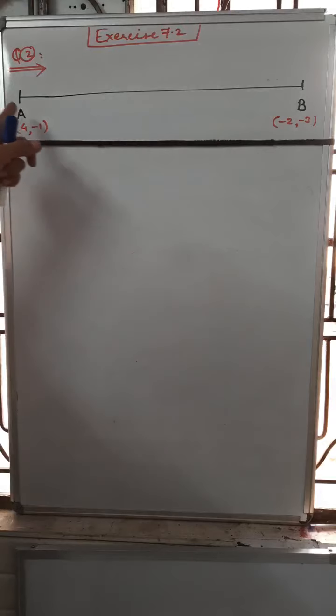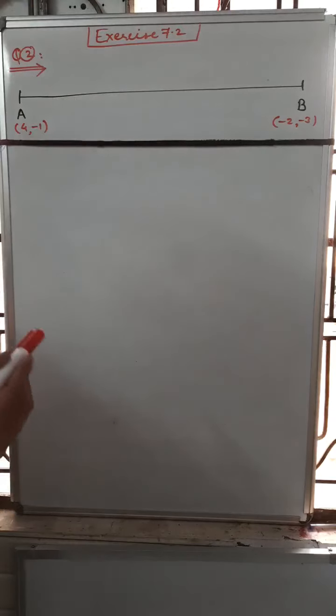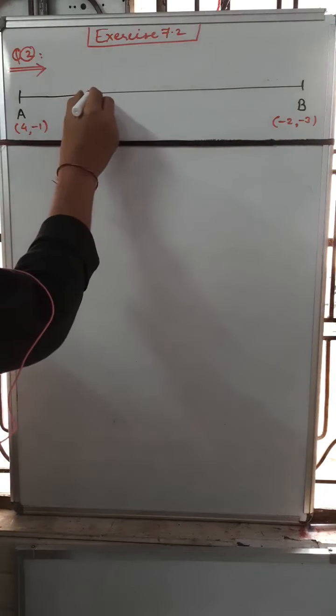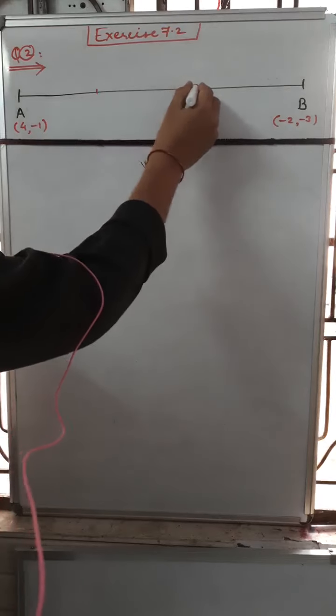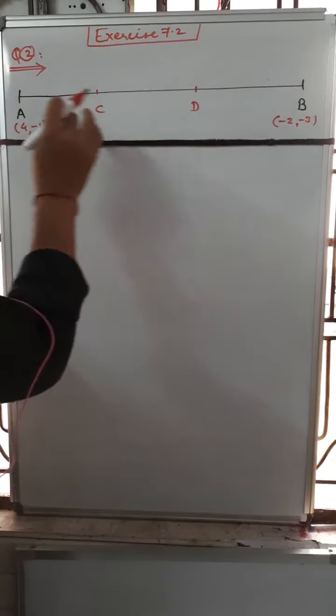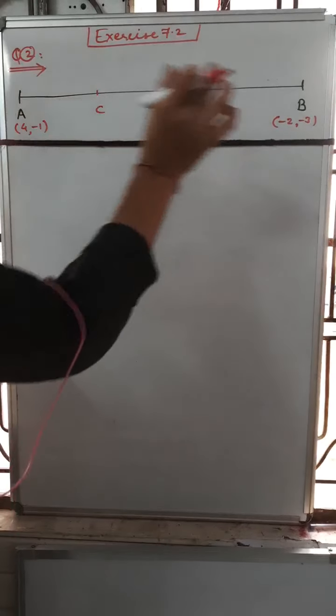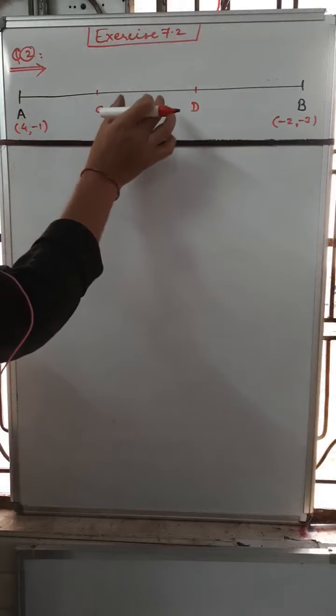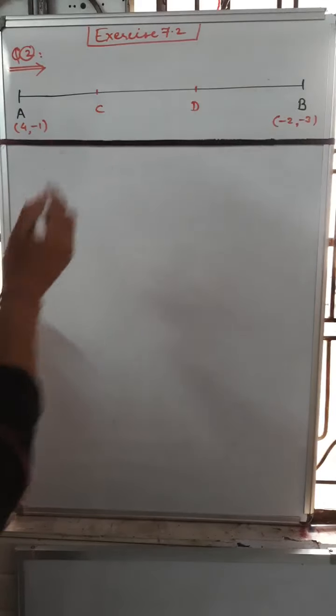Trisection means this line is divided into 3 equal parts. So here we can say one point will be here and one point will be here. So suppose it is C or it is D. So now the line AB divides into 3 equal parts: AC, CD and DB.